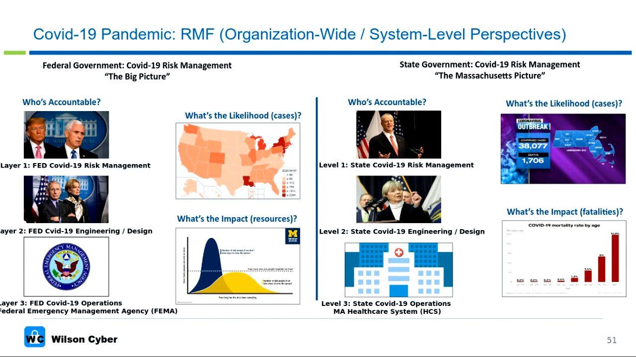From a state perspective, what's the likelihood and what's the impact as well, measured at level 1, which is the governor, level 2, Health and Human Services, level 3 is the hospitals themselves. What is the likelihood, the number of COVID cases in Massachusetts, and what is the impact, the number of COVID fatalities in Massachusetts?